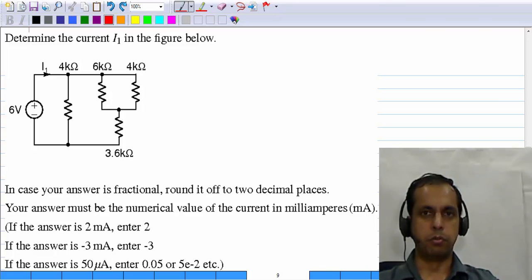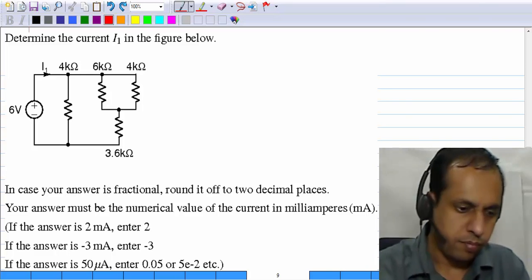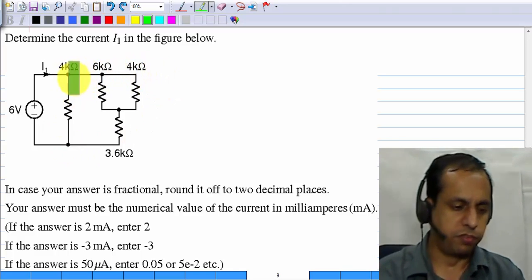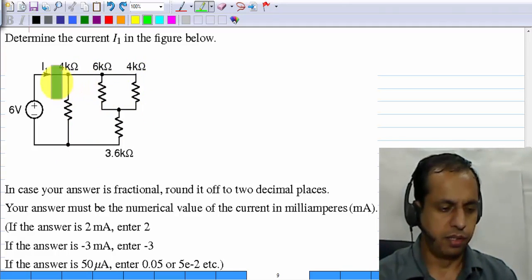Now we will discuss the problems in the second assignment. The first problem is a combination of resistors connected in series and parallel. You're required to find I1.